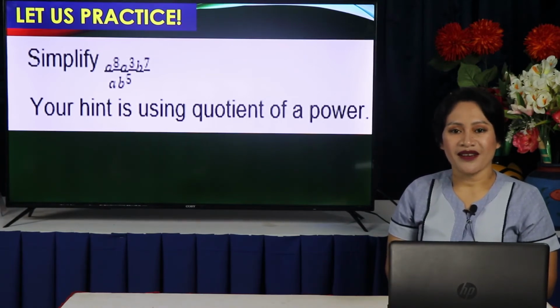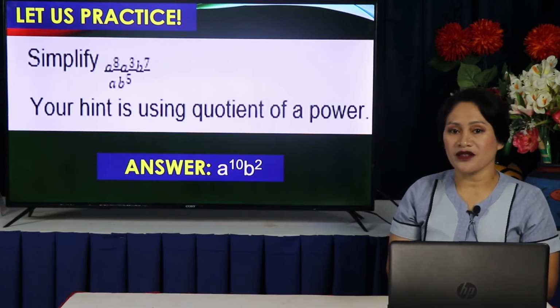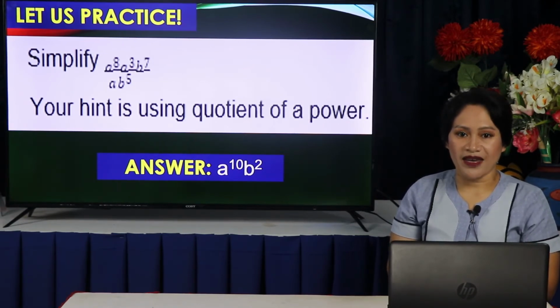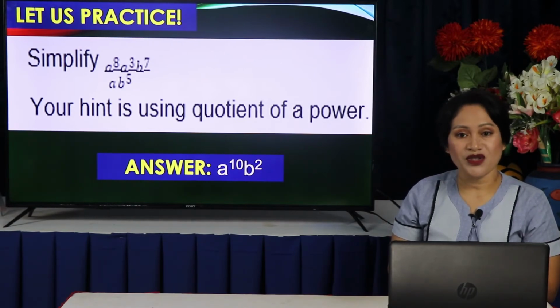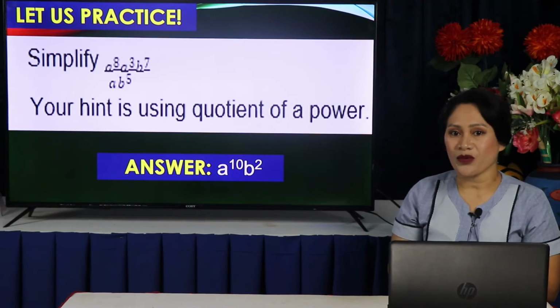What's your answer? The correct answer is a to the power of 10, b to the power of 2. Now, why is that so? Remember that a to the power of 8 and a to the power of 3, you have to simplify it to become a to the power of 11. And a to the power of 11 divided by a, that means 11 minus 1. So therefore, the answer is 10. So your final answer is a to the power of 10. For b to the power of 7 over b to the power of 5, 7 minus 5 equals 2. That's why you have b squared.